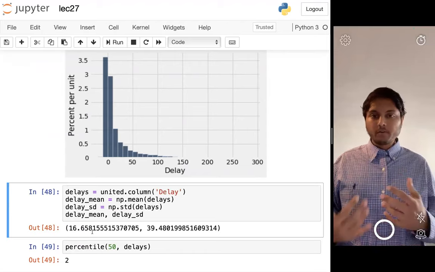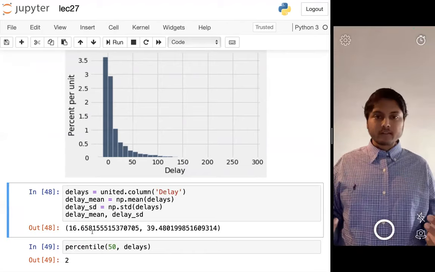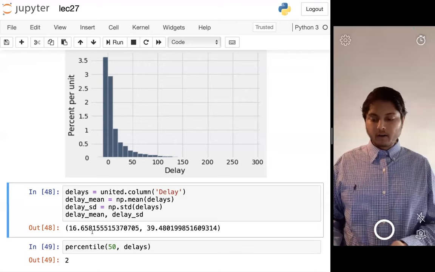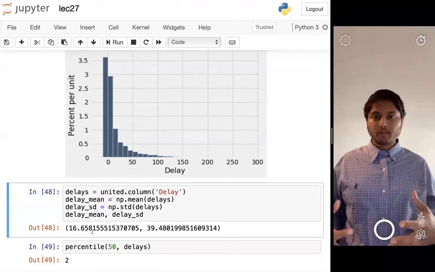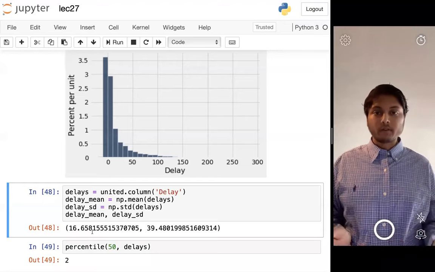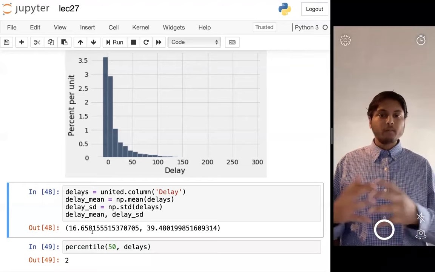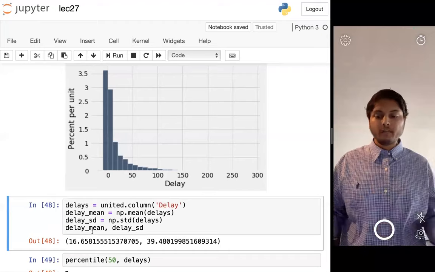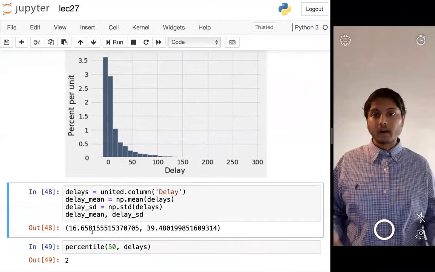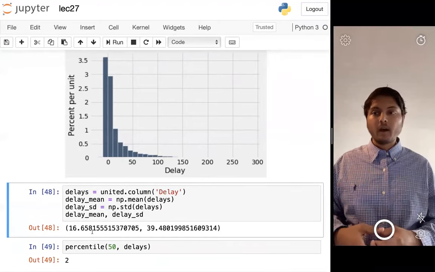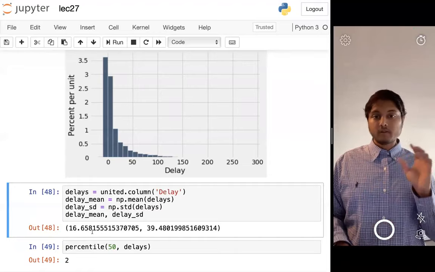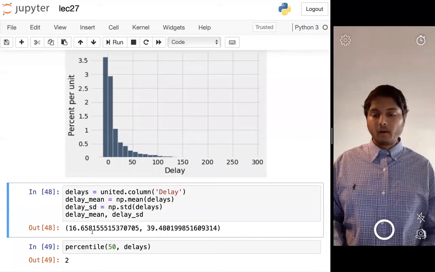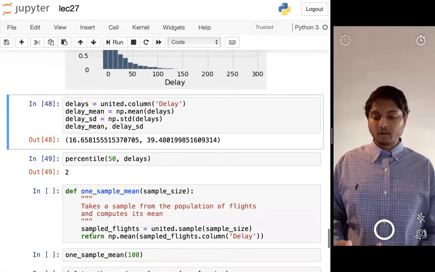But if I was trying to understand the mean flight delay of this population, I already have the population data, so I'm done. I don't need to do anything more. But for the purpose of this, let's assume that we didn't have this population. Let's assume that for some reason I couldn't get all of the data from all of the flights in that summer. I could only sample some of them. And I have to guess what this true mean of 16.65 is using some sample that I gathered. So let's actually try to simulate that process.